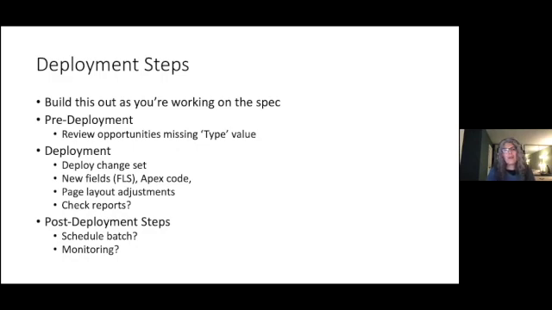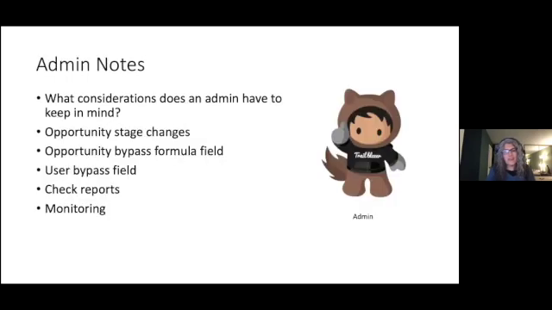I might write down the order in which first deploy the change set, then adjust field level visibility, then adjust page layouts. We're going to do maybe some check reports to check it. And then, afterwards, do we schedule a batch? How are we going to monitor it? So I'll have these steps kind of built out because it's much easier to build this out when you're building this document than trying to go back and review a document and remember all of the parts. So I strongly recommend that you also view this as part of a functional specification.